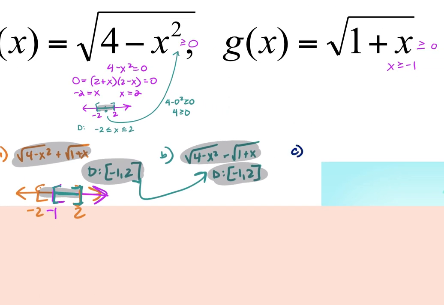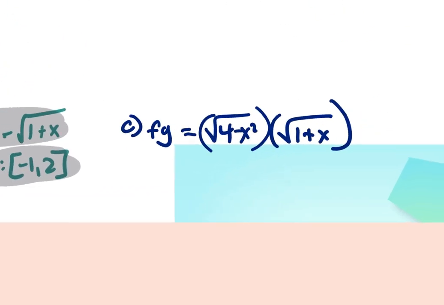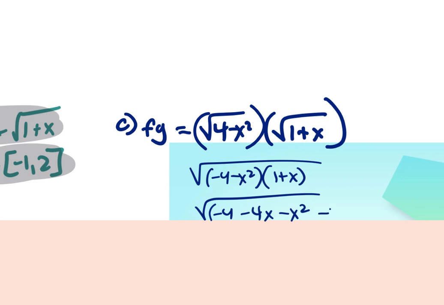C says multiply these. Square root of 4 minus x squared times square root of 1 plus x. That is totally an acceptable answer. You can leave it like that. You can also, because they're both square roots, FOIL them out. But you don't need to do this. It's extra work. I'd get -4 minus 4x minus x squared minus x to the third. Either of these would be acceptable on WebAssign and tests.